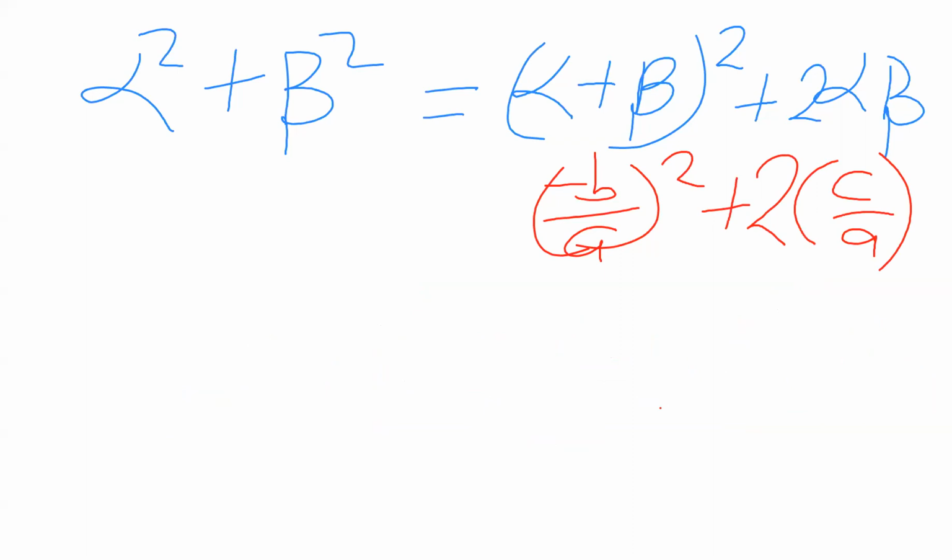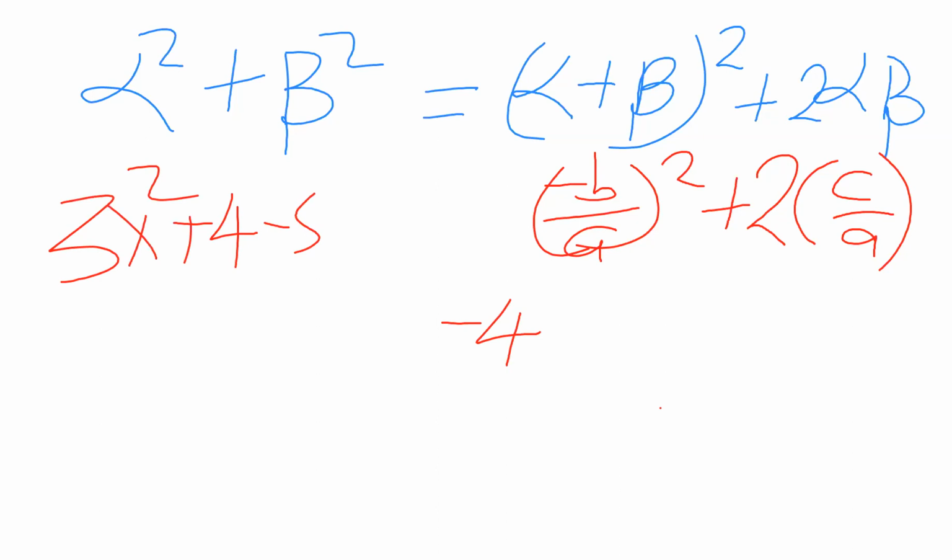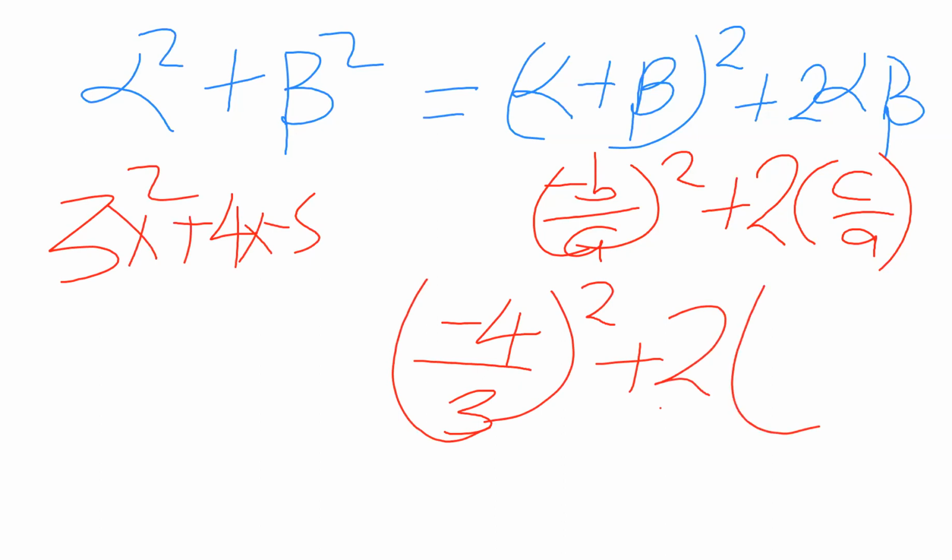Okay. What is negative b? It's negative 4, right? From our equation. The equation still stands the same, right? Okay. Negative 4 over 3, everything squared, plus 2 times c, where c is negative 5 over 3.